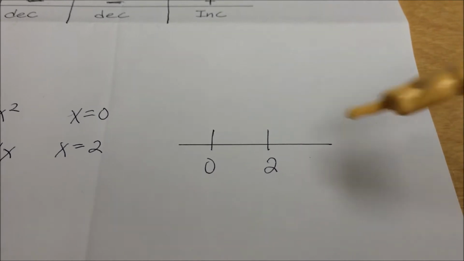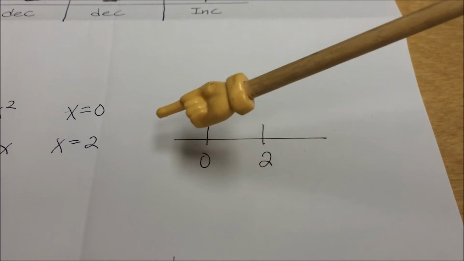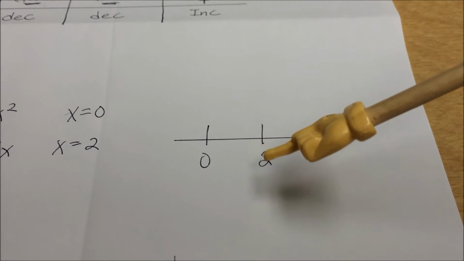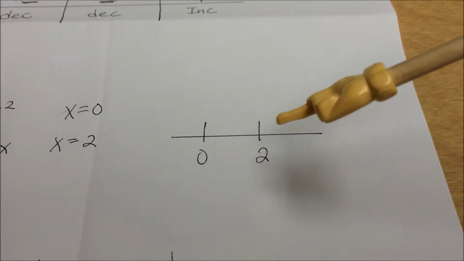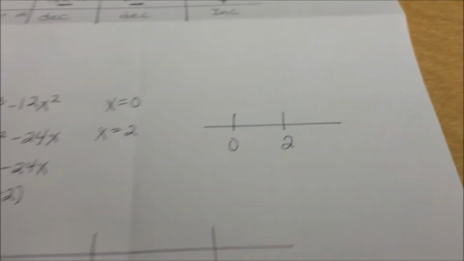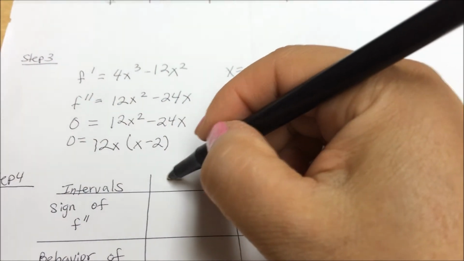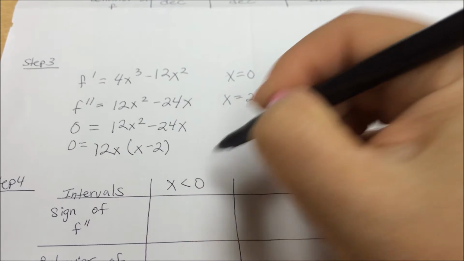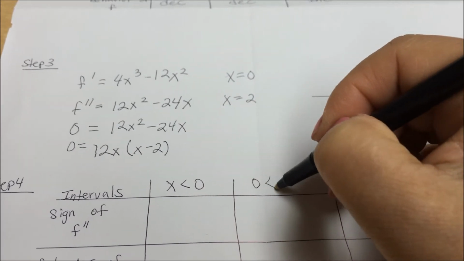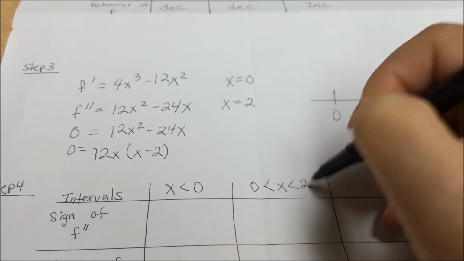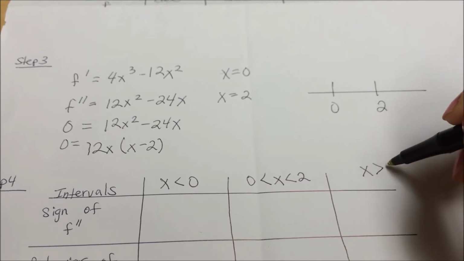From there, I know it has to be x is less than 0, x is between 0 to 2, and then x is after 2, so it's greater than 2. So when I put the intervals together, what we're going to have is when x is less than 0, x is between 0 to 2, and when x is greater than 2.